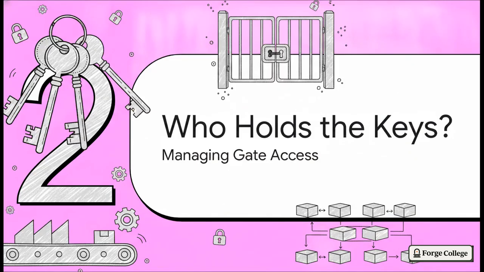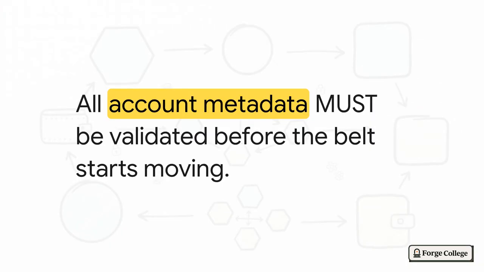Section 2. Who holds the keys? Managing conveyor gate access. So in our factory, you can't just walk up to a gate and jimmy the lock. We need incredibly strict security. Picture a massive warning sign on the factory floor saying pre-flight check. Solana strictly demands that every single account requirement, whether it needs to be a signer, whether it needs to be writable, exactly who owns it, all of that must be declared and validated before the transaction even begins. You can't just sneak new keys in later while the belt is already moving. You have to tell the runtime exactly which gates you plan to open before you ever push the start button.